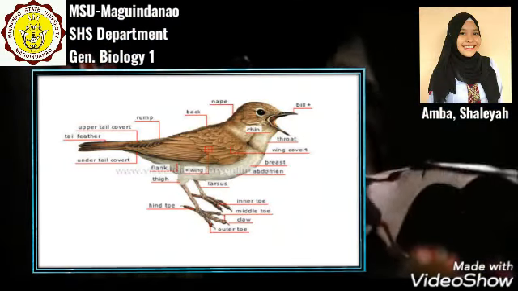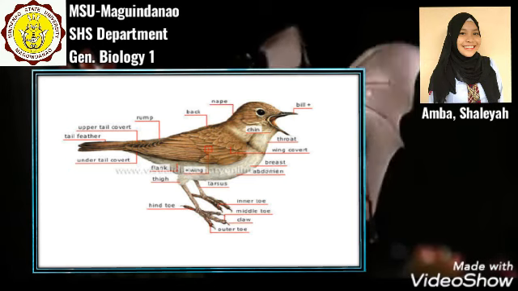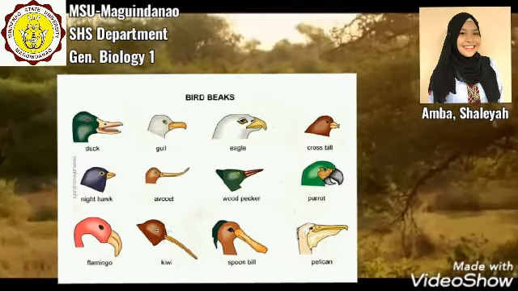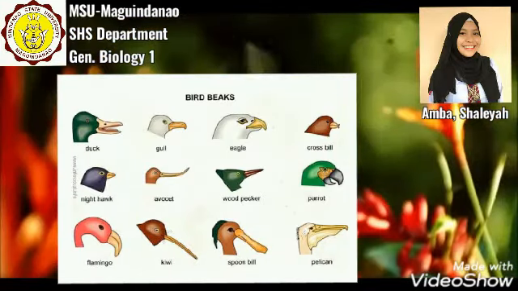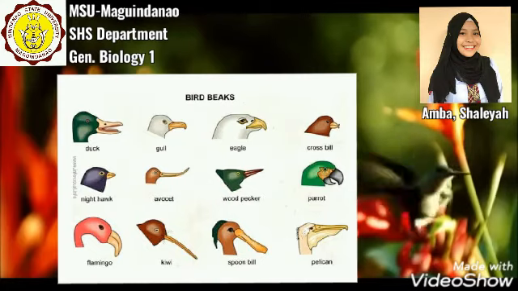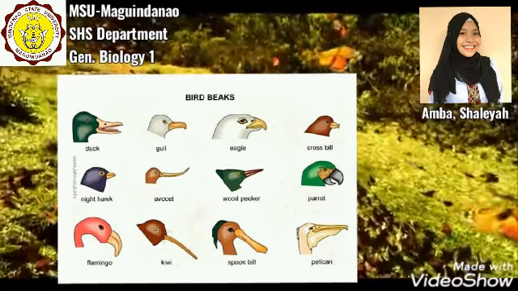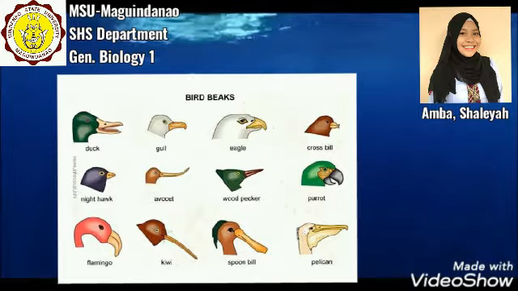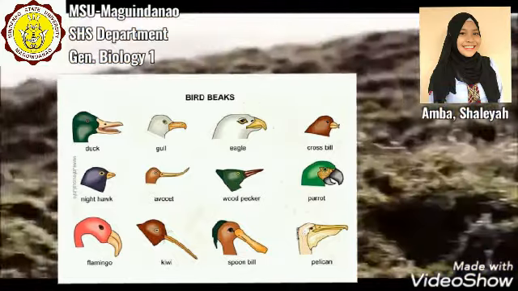Since our example of animal morphology is a bird, we have different types of beaks here. We have the duck, the gull, the eagle, the crossbill, the nighthawk, the avocet, the woodpecker, the parrot, flamingo, kiwi, spoonbill, and the pelican.